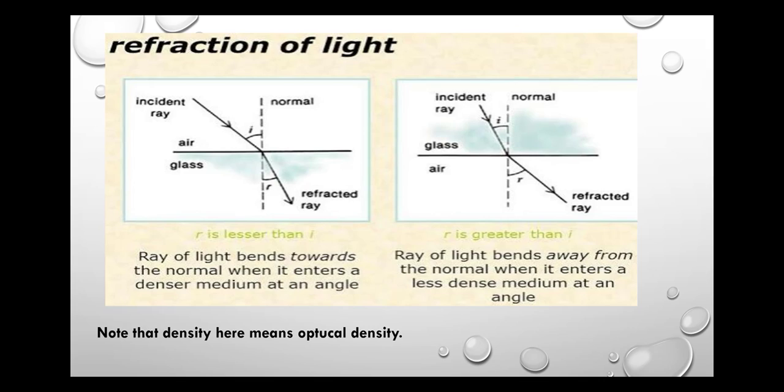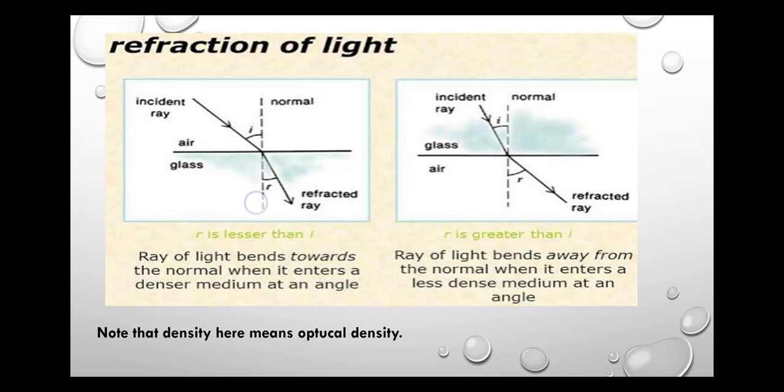Today we will study about the refraction of light. As we have already studied in the Zoom class, when the incident ray passes from a less dense medium to a more dense medium, as here you can see the air is less dense and the glass is more dense, so when the ray of light moves from a less dense medium to a more dense medium, it bends towards the normal.